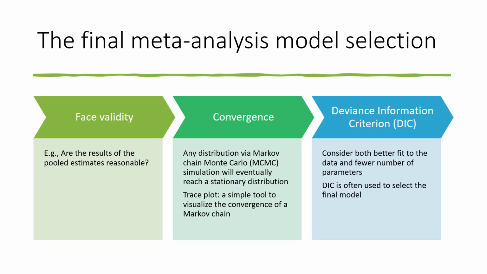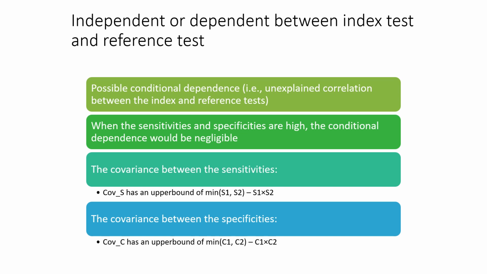Deviance Information Criterion, DIC, is a generally used criterion to select the model for the Bayesian analysis. However, face validity is also very important. This slide presents the upper bounds of conditional dependence for sensitivities and specificities. Theoretically, the lower bounds of COVS and COVC are negative values. A negative COVS means that a person with a positive result in test 1 has a decreased likelihood of a positive result in test 2. Negative COVS and COVC do not often occur in clinical practice, so we can assume the lower bounds are 0 in the economic modeling.